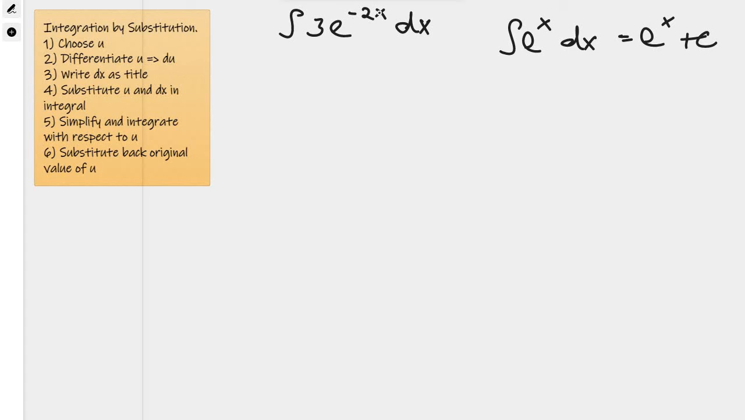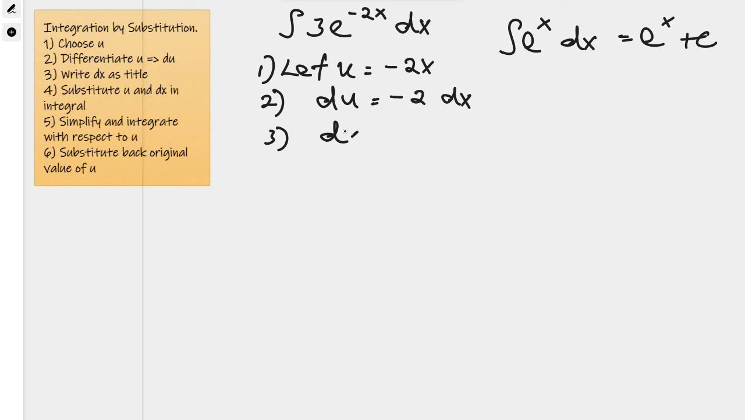So the power of your exponent will be the u. Okay, so let's start. Let u be negative 2x. Therefore, differentiate. So you will get negative 2 dx. So third step, dx equals to, bring it to the one side here, du over negative 2. Or you can write negative 1 over 2 du.